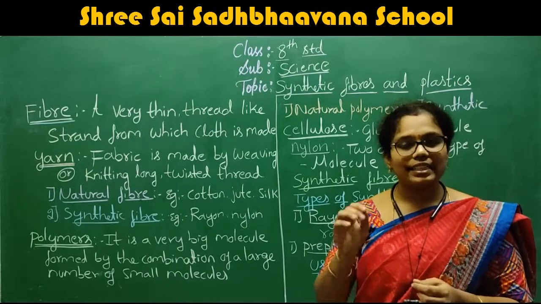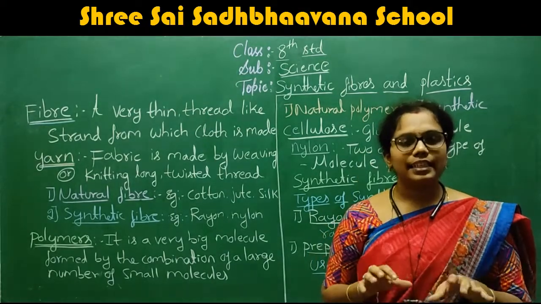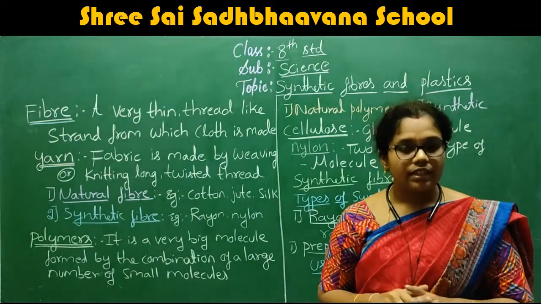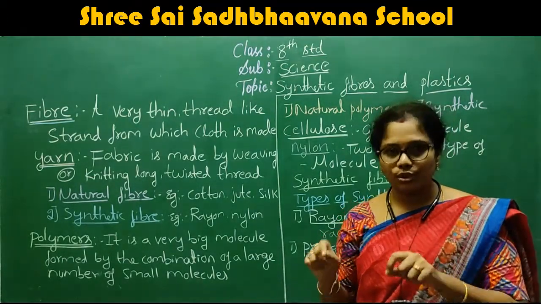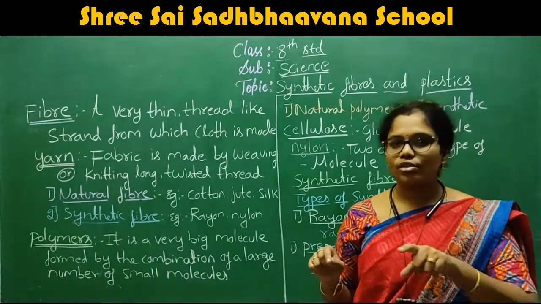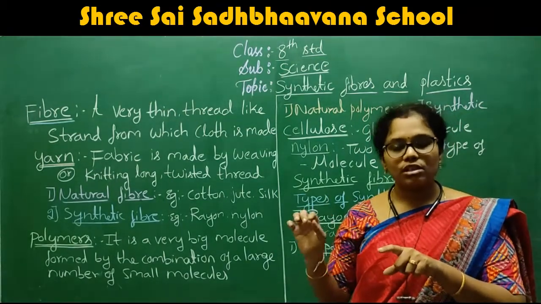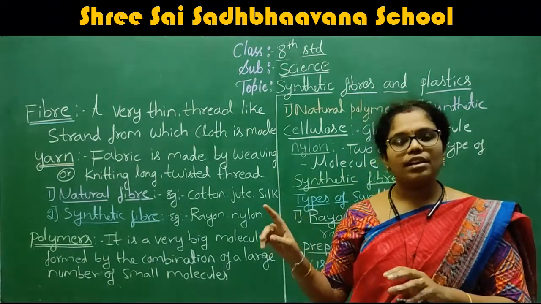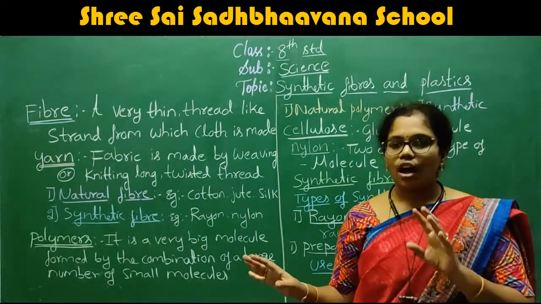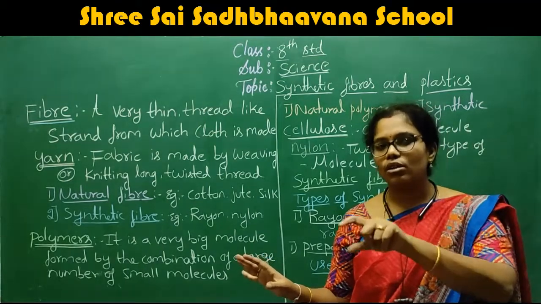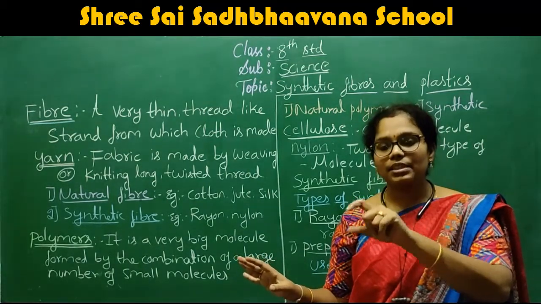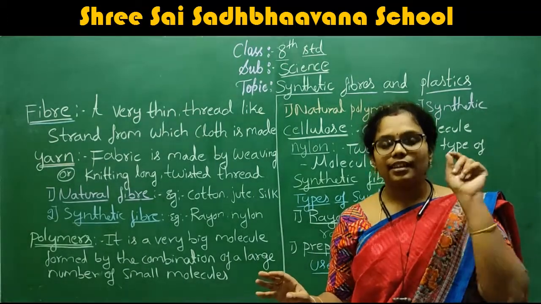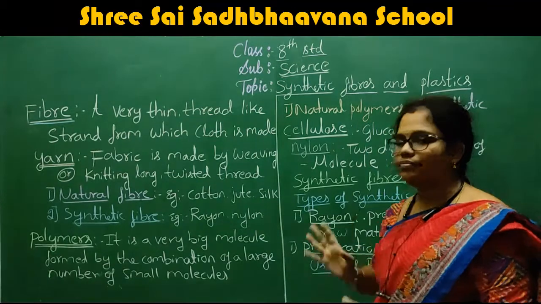Sticky liquid is called viscose. After that, the viscose is passed through small holes of a metal cylinder into dilute sulfuric acid. After passing the viscose through the holes into the sulfuric acid, it becomes like a thread. Then that thread we call rayon.